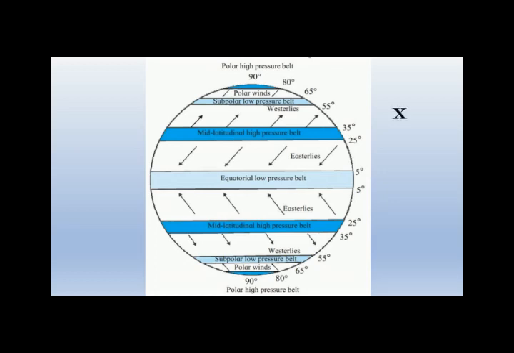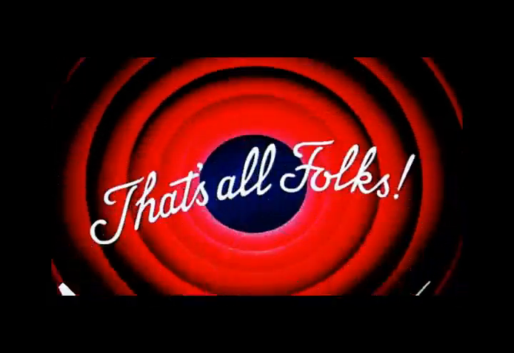Alright, think fast. What is the name of the area labeled X? Come on, let's get it. Excellent. If you said the ITCZ or Intertropical Convergence Zone or the doldrums, you are indeed correct.